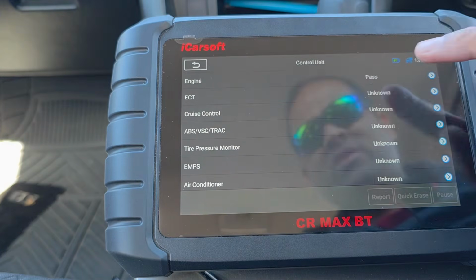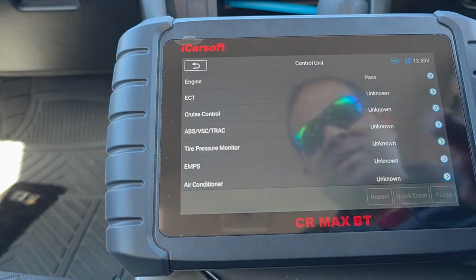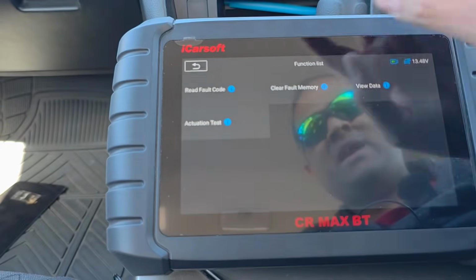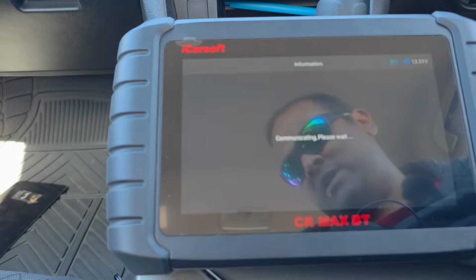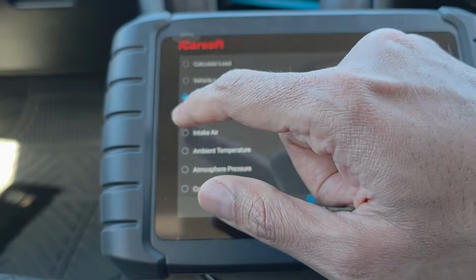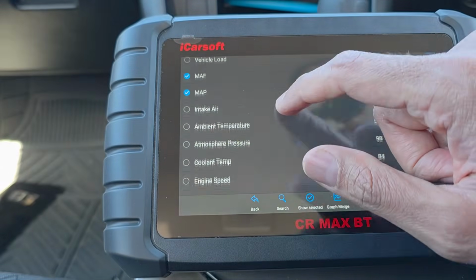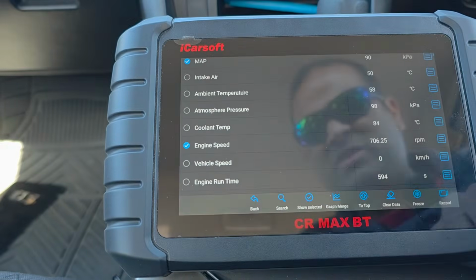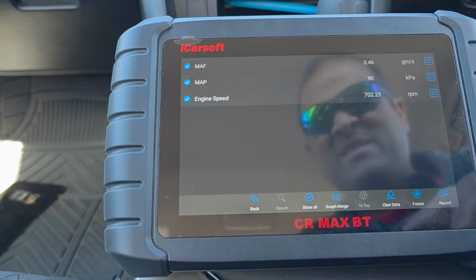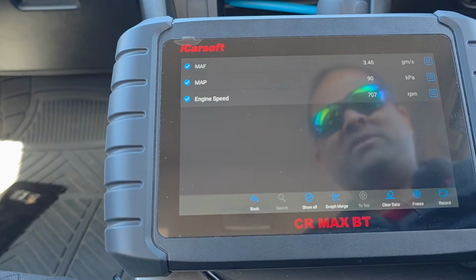So now you're going to click on Control Units, click on Engine. Now this is the engine ECU area, and you want to click on View Data. Alright, so now you need to click on MAF, and you also want your engine speed. So click on engine speed, and then you're going to show selected. Okay, so now these are the bits of data you need to pay attention to.